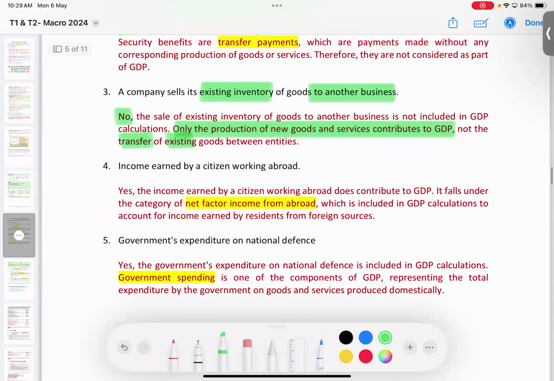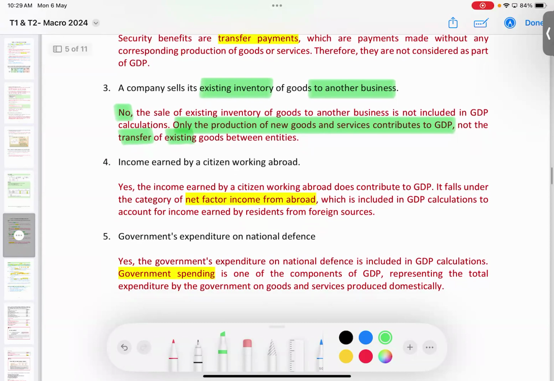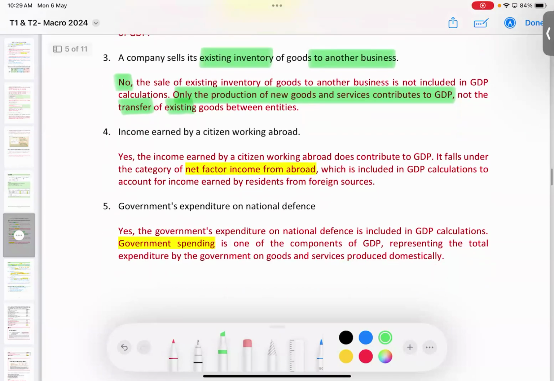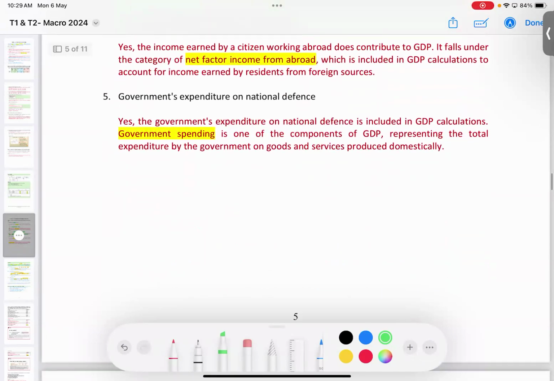Okay, the next one, question 5: government's expenditure on national defense, like military. Yes, it is part of the GDP because that is government spending. So the answer is yes. That's the first part of the question.